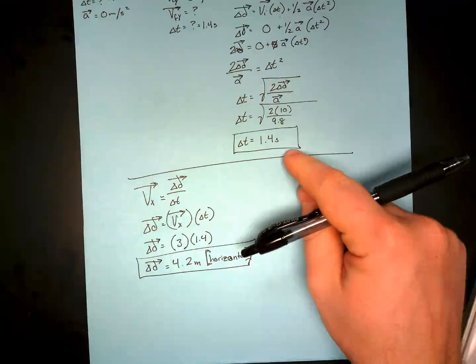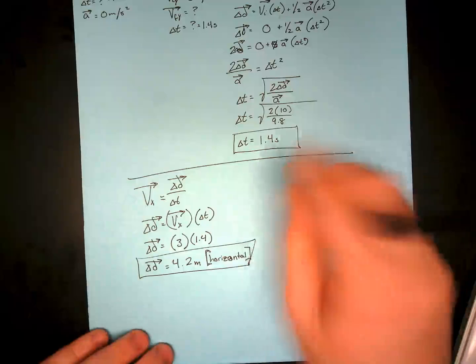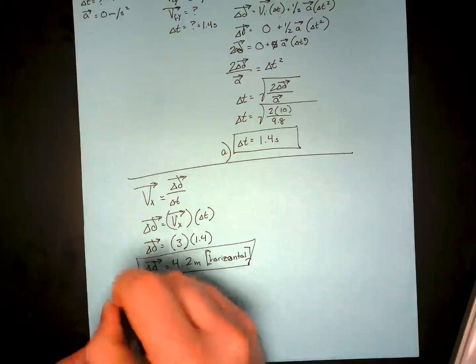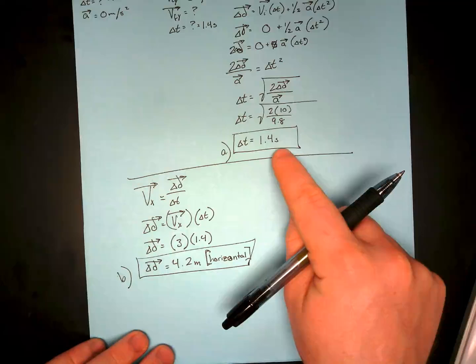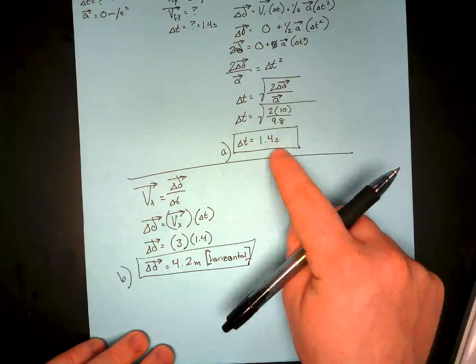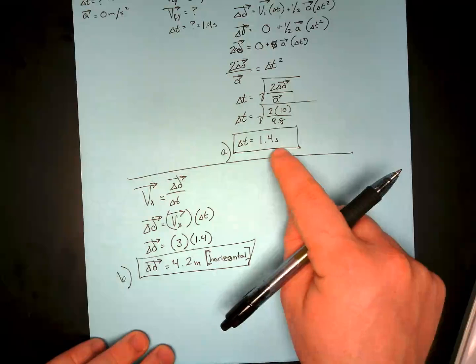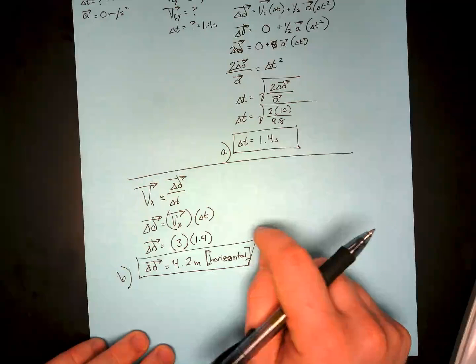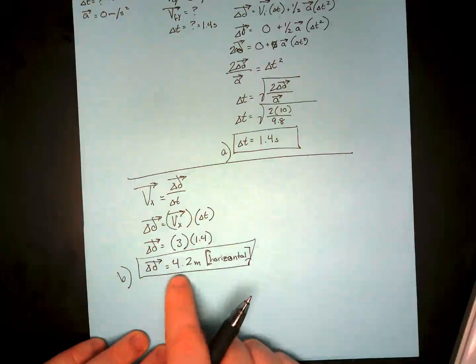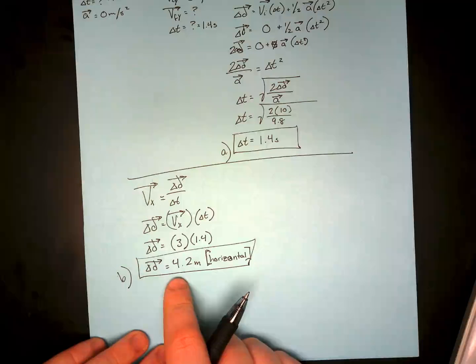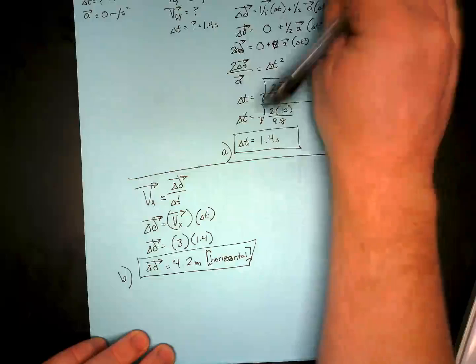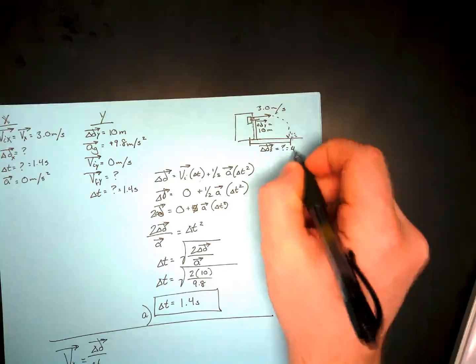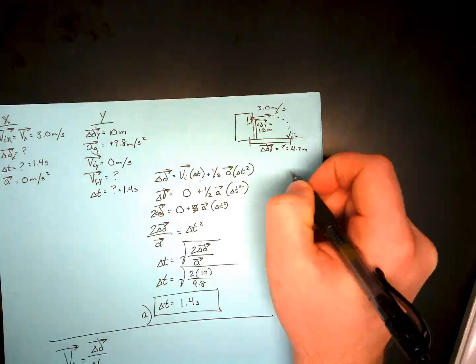So again, this is our answer for A, the time, and this is our answer for B. This whole thing took 1.4 seconds. So one Mississippi, two, and that's pretty much it. And then it traveled 4.2 meters horizontally. So this right here in our picture means it went 4.2 meters this way.